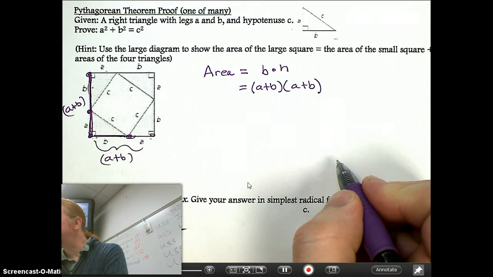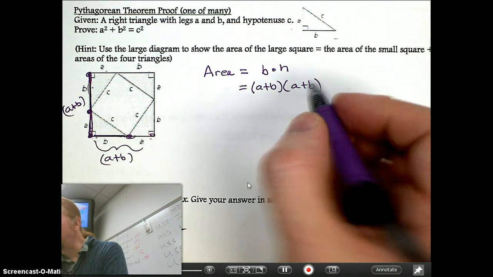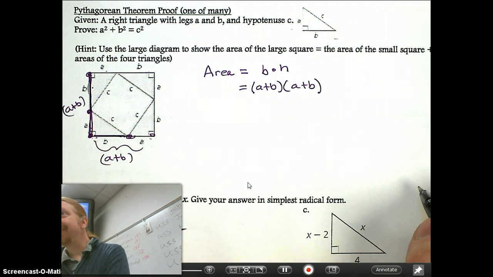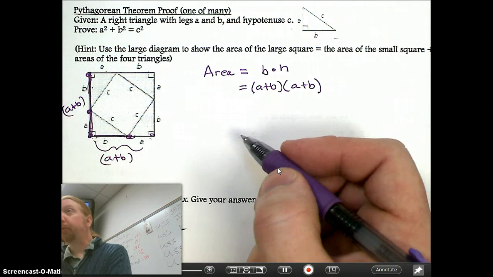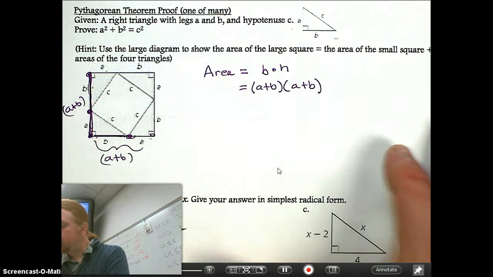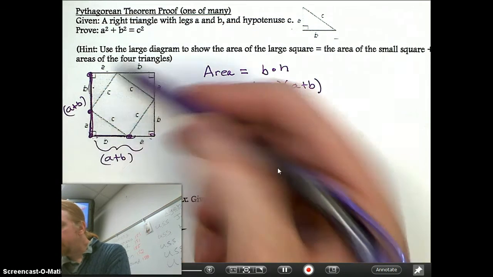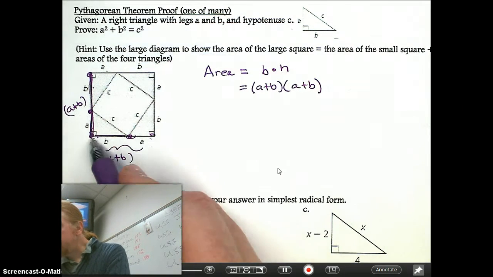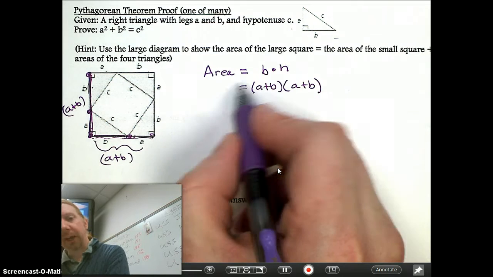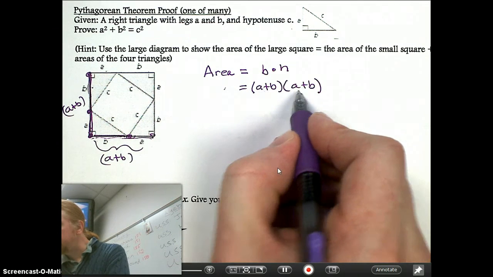So far, so good? Okay. No? Okay. Well, remember, all I've said so far is here's a square. This side is A plus B. This side is A plus B. So the area is base times height, which is that.